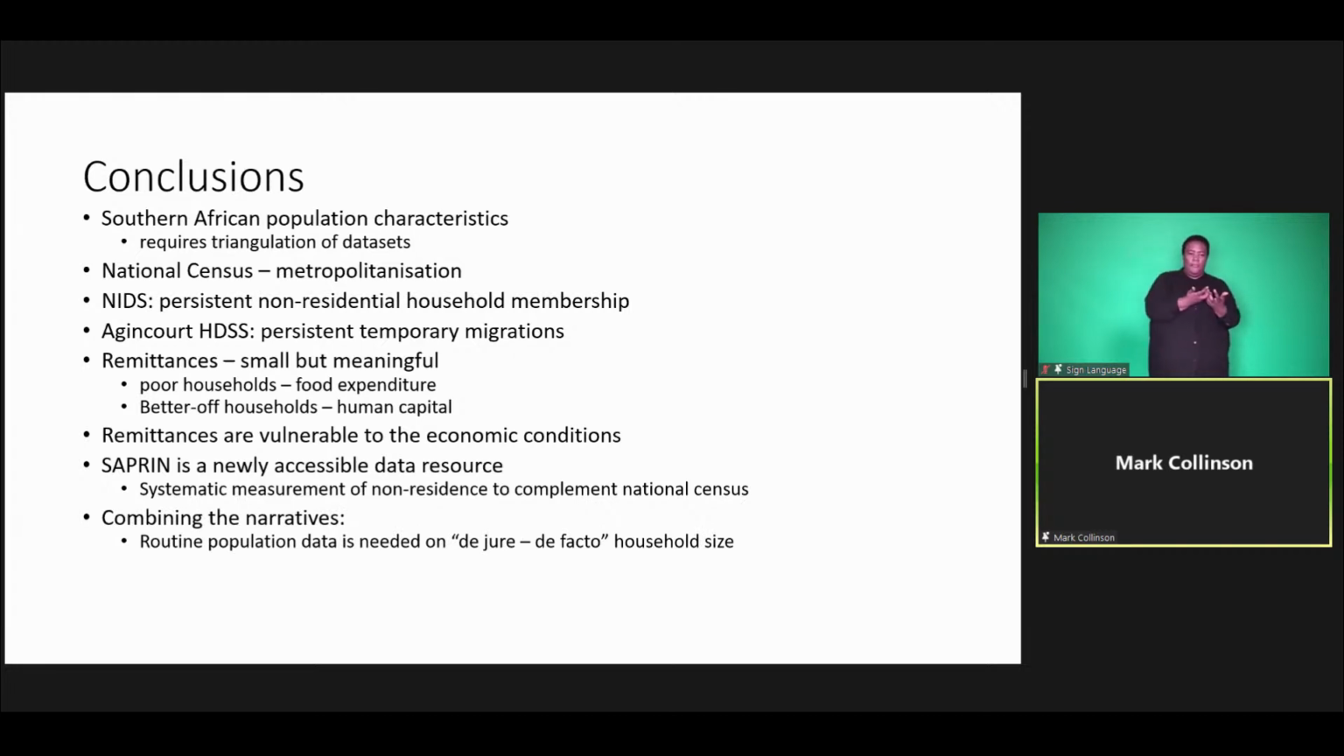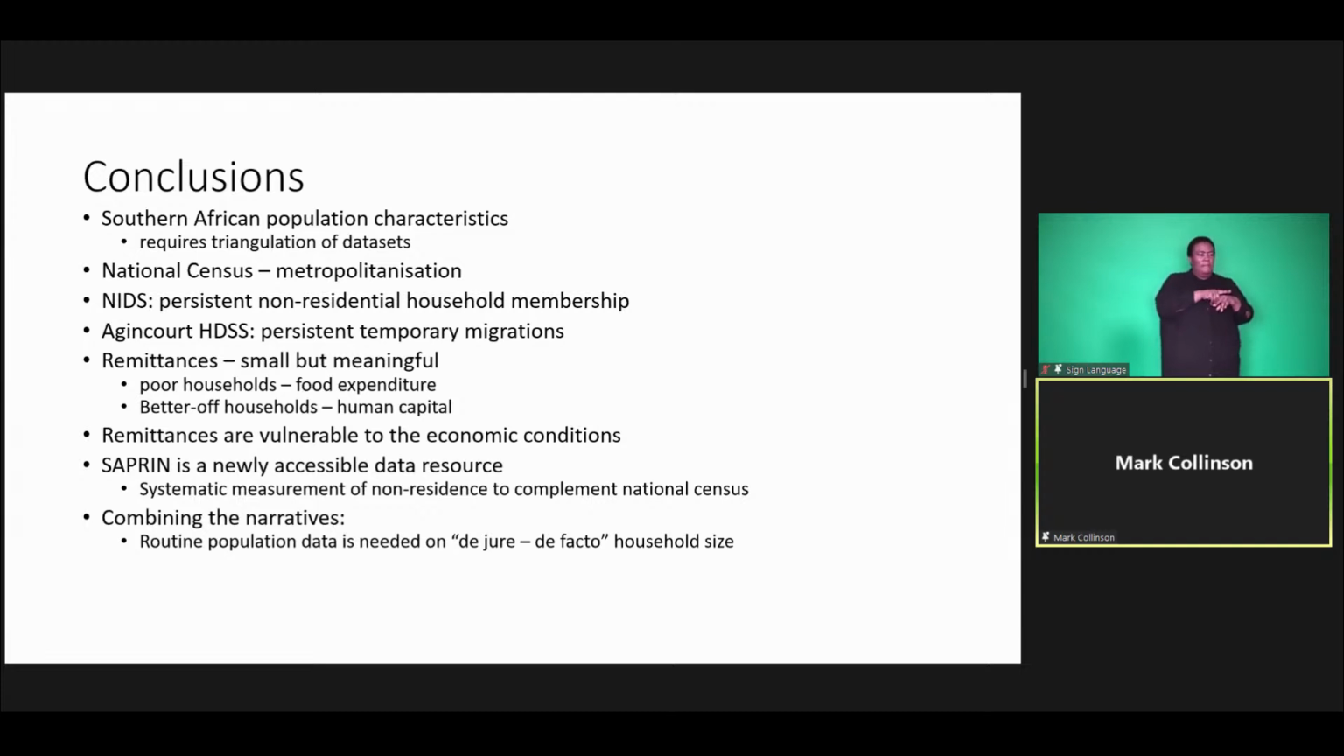Now, as a scholar of this for more than a decade, I want to say, in combining these narratives, I think it's very important to combine them. We must not look at metropolitanization on its own. Otherwise, we are misled in how we're planning. And we need to see the temporary nature of people moving into the cities.